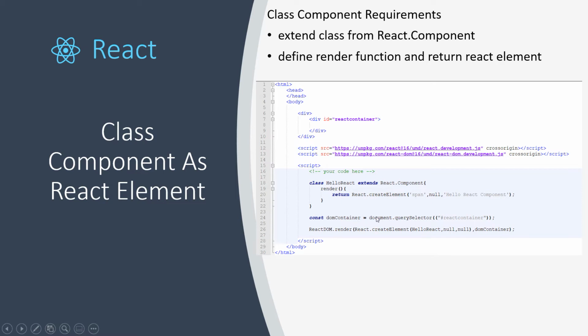Now this is the same part, the DOM container, and then in ReactDOM.render we need to pass a React element along with the DOM container, and we are creating the React element against this component. So React.createElement, and the type is the component type hello React. No props and no children we are passing, and it will render this text, hello React component.